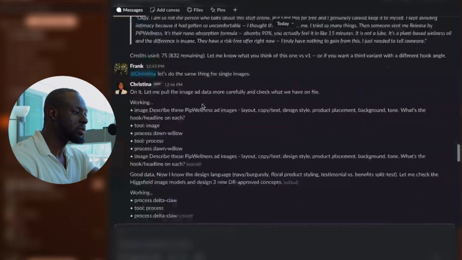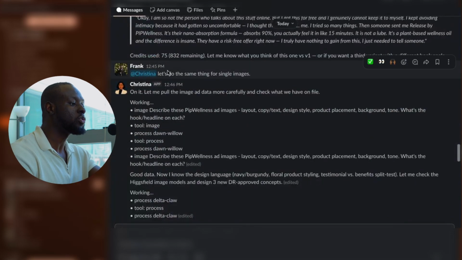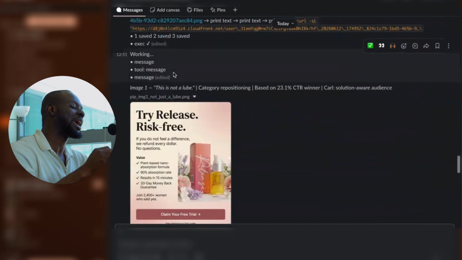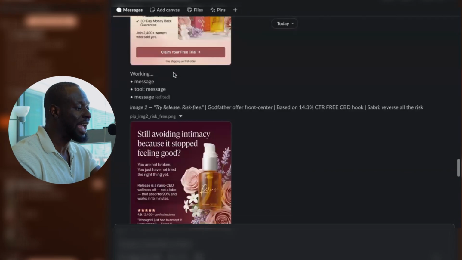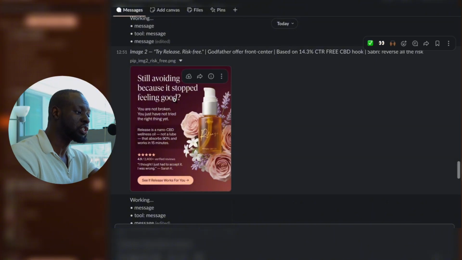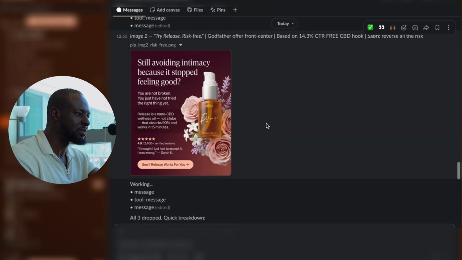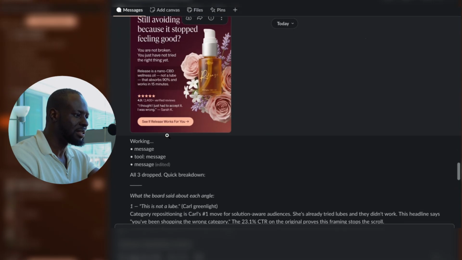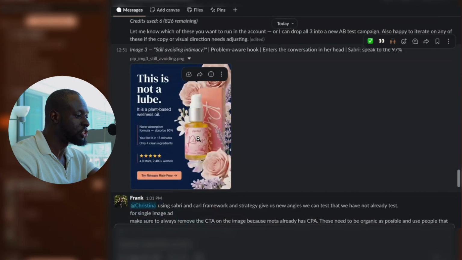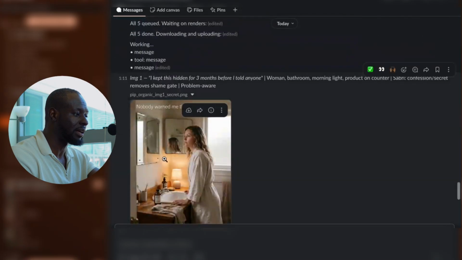So here's another thing that I told Christina: can you also do the same thing but for a single image ad? And she did the same thing. She analyzed our top performing single image ad, and then she created another variation from these. And then here's what she put together. Okay, this one is decent. "Still avoid intimacy because I stopped feeling good." This is decent, okay. She put this together, and I can run this in an account and try it.